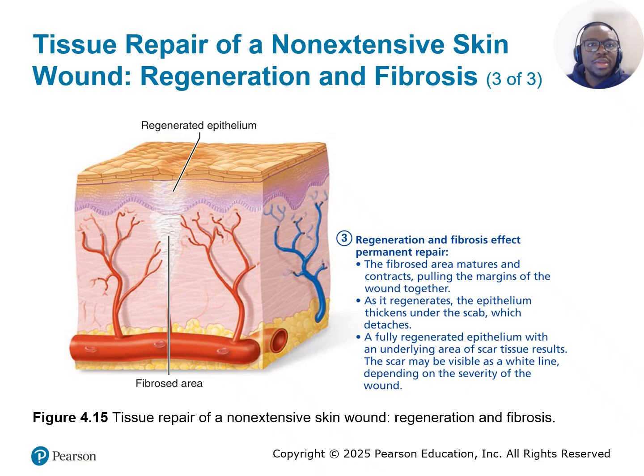In stage 3, regeneration and fibrosis effect permanent repair. The fibrosed tissue matures and contracts, pulling the margins of the wound together. As it regenerates, the epithelium thickens under the scar, which detaches. A fully regenerated epithelium with an underlying area of scar tissue results. The scar may be visible as white lines depending on the severity of the wound.